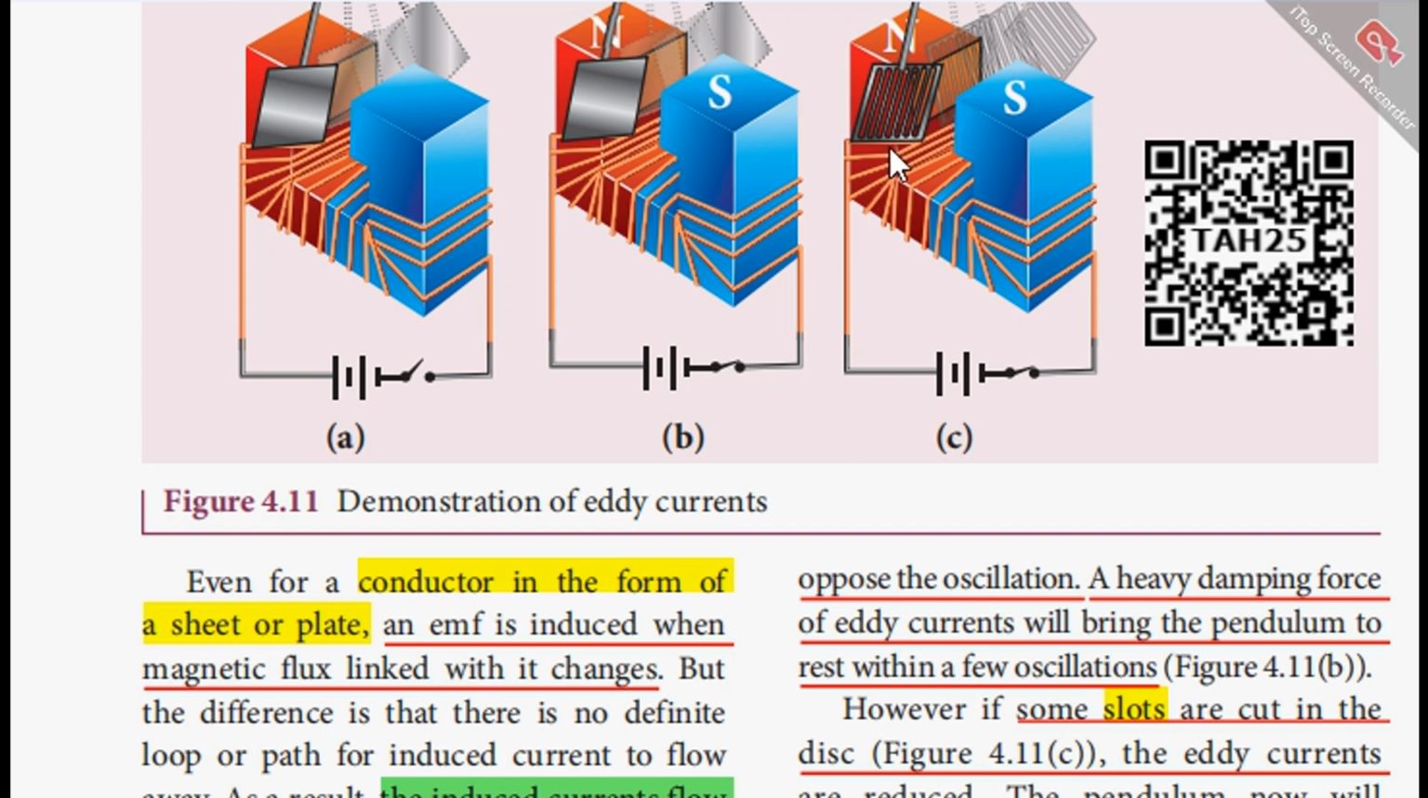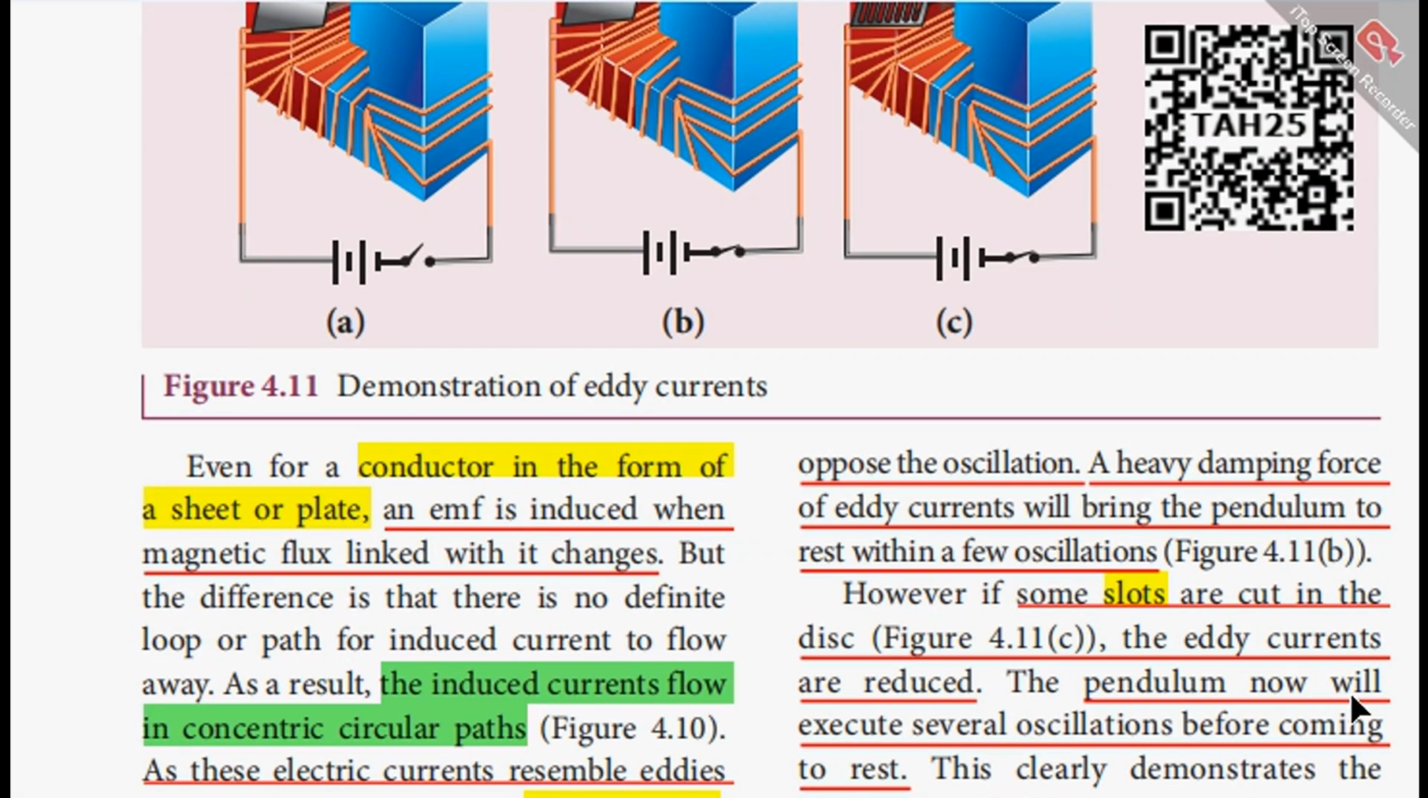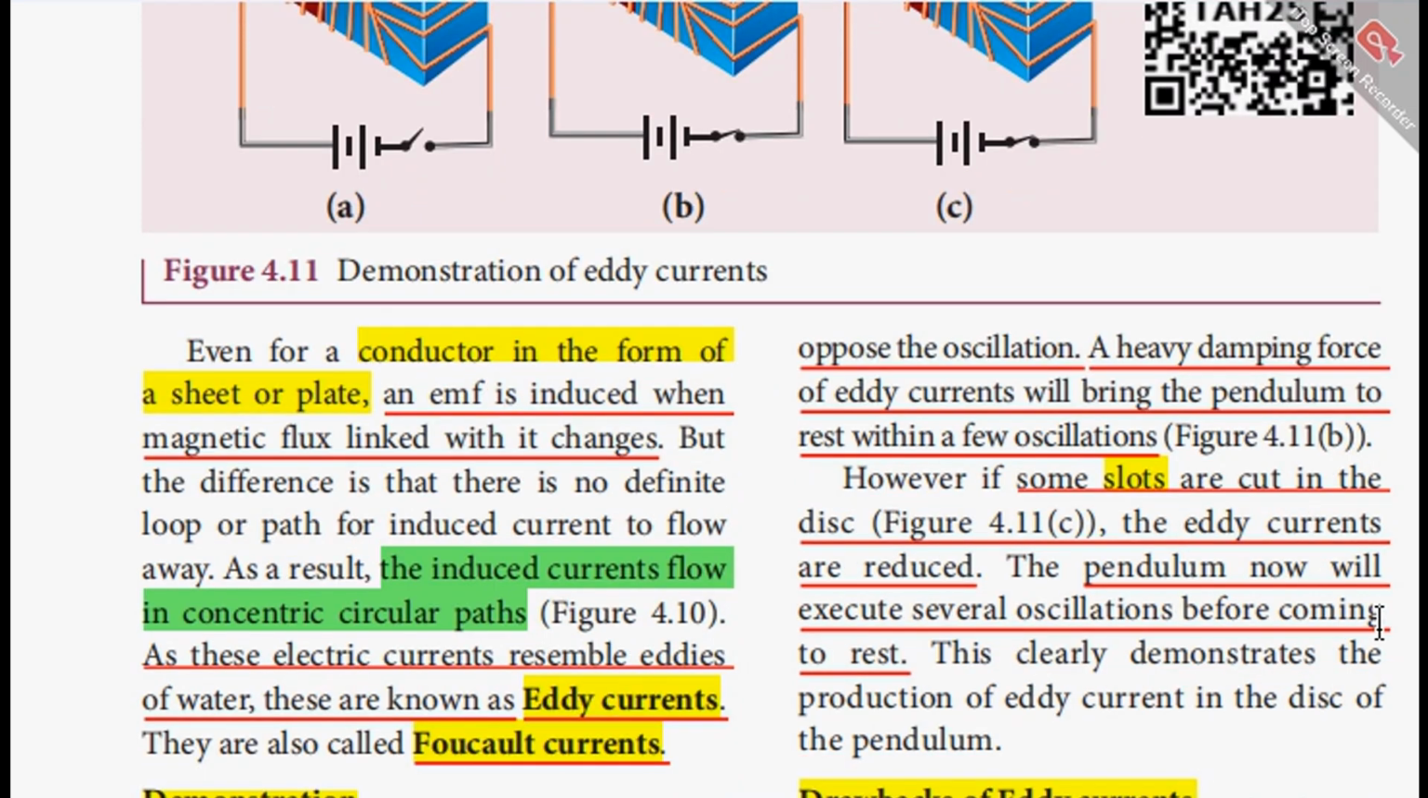But if you have some slots in this pendulum, that means some slots are cut in the disc as shown in this figure like this. Some slots are cut in this pendulum. The eddy currents will be reduced, and therefore the pendulum will now execute several oscillations before coming to rest. So this clearly demonstrates the production of eddy current in the disc of the pendulum.